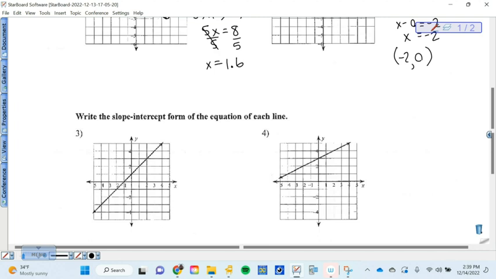Slope-intercept form equation of each line. We need to write slope-intercept form equation of each line. What's the slope-intercept form equation? Y equals mx plus b. And what like 2 things do we need to know in order to write our slope-intercept equation? Yeah, the slope and the y-intercept, right? Slope and y-intercept. So let's look at these graphs and figure out our slope and our y-intercept.